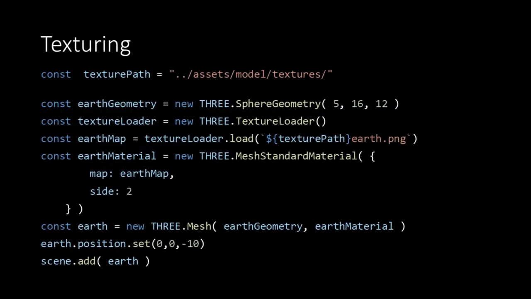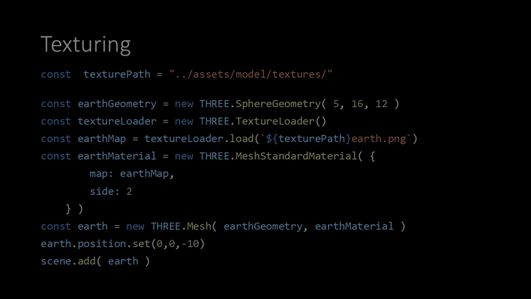You see that I have used the string literal for the path to our image. So the texture path is no more than a string variable that helps us to create paths more easily. As we now have defined our Earth geometry based on a sphere geometry and our Earth material, in which we have used the texture loader and the Earth map to define the map property, we can now construct our object, which is a new mesh, taking in the Earth geometry and Earth material. Then we set the position of the object, in which we push it back minus 10 in the Z direction. And finally we add our object to the scene.